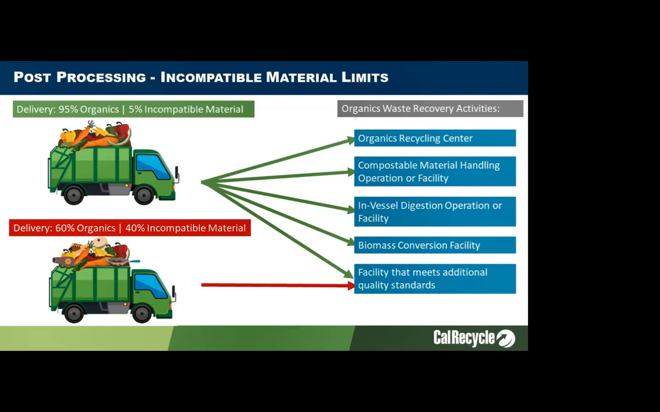Because it has more than the allowable limits of incompatible material, the waste can only be sent to a facility that can meet the additional quality standards, such as another transfer processing facility that can meet the incompatible materials limit, an organic waste recovery activity that disposes of material that meet the acceptable levels of organic content of no more than 20% by 2022 and 10% by 2024, or an organics recycling center that meets the 3-part test.